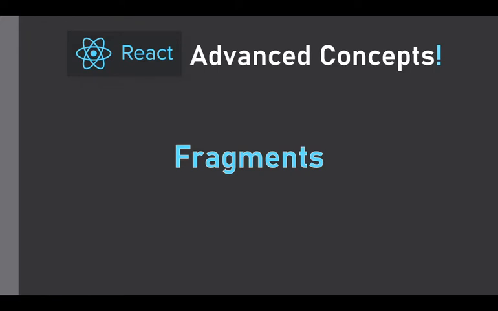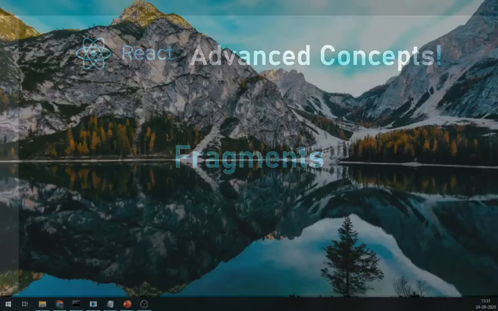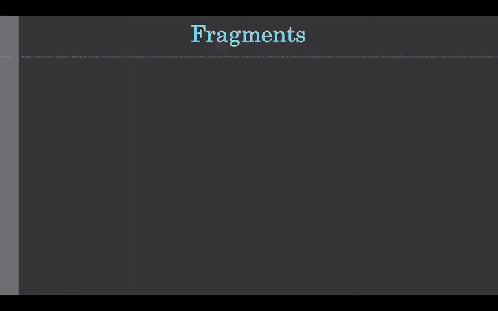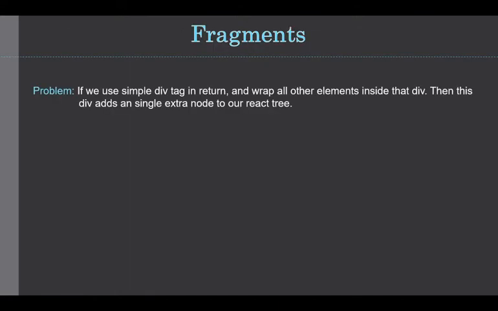Let's learn about React Fragments. React's render method only renders one root node like a div. So if we want to render multiple elements in a single render method, we need a single element such as a div as a container. The problem we have without fragments is that if we use a simple div tag in return and wrap all other elements inside that div, then this div adds a single extra node to our React tree.